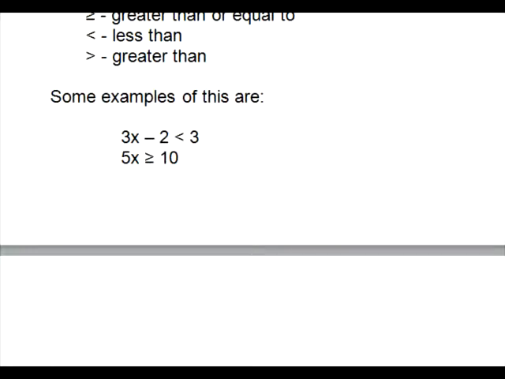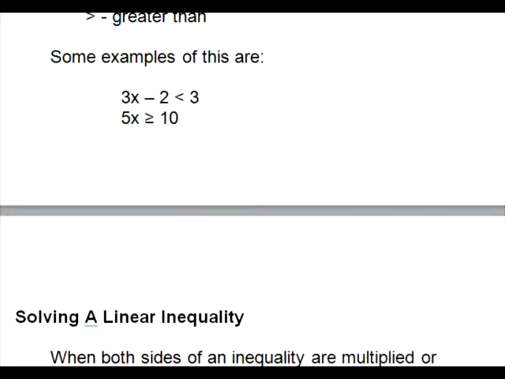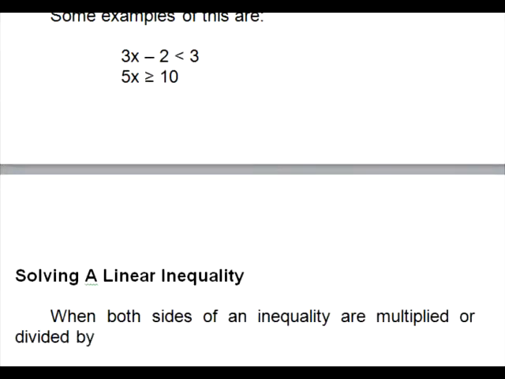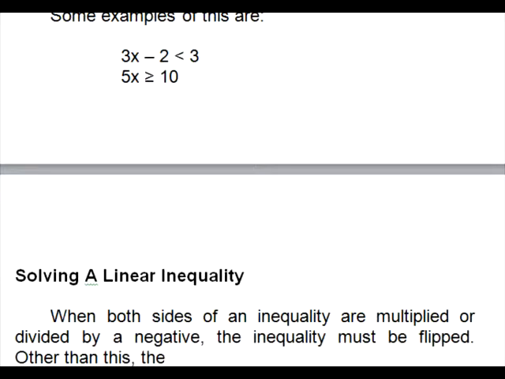Okay, so we'll do a new title here, which will be called Solving a Linear Inequality. If I could spell. When both sides of an inequality are multiplied or divided by a negative, the inequality must be flipped. Other than this, the algebra is the same as when isolating a variable.